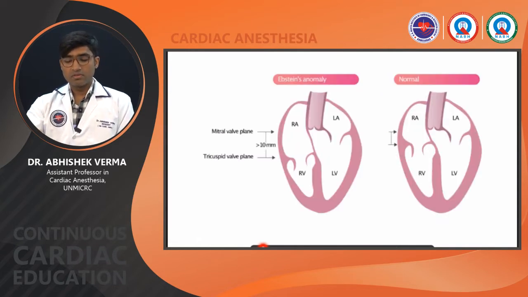Later, this diagram shows what normally happens: the distance between the anterior mitral leaflet and the tricuspid septal leaflet is approximately less than 8 mm per meter square. But if this distance is increased, or you can say it is more than 10 mm, it is called Ebstein anomaly. It is measured in CT or echocardiography.